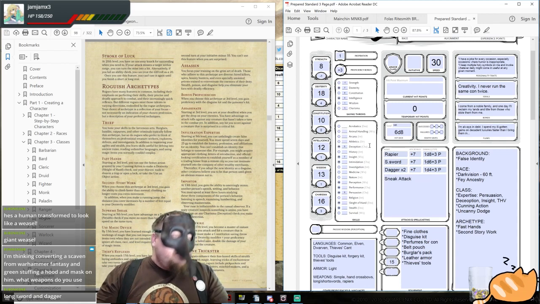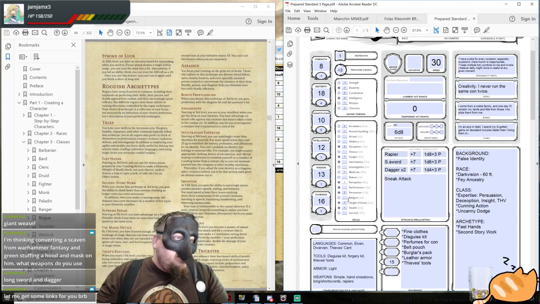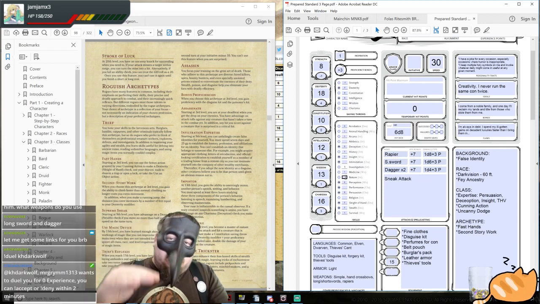Acrobatics. Dun, dun, dun. We have a 4. And we have a 7. Animal Handling is Wis, 1. And 4. And 1. Arcana is Int, 1. Sounds like I'm going down the giants name list in Game of Thrones here. 1, 1, 1, 1, and 1.